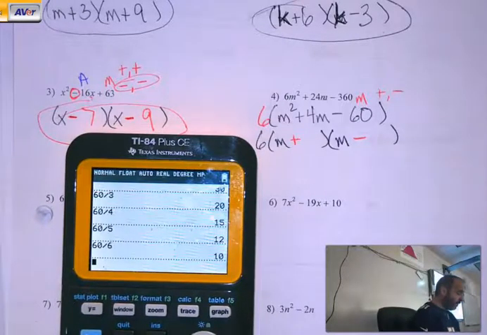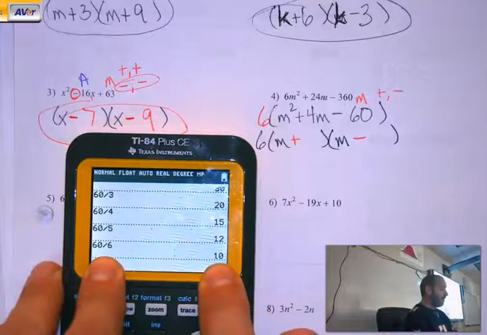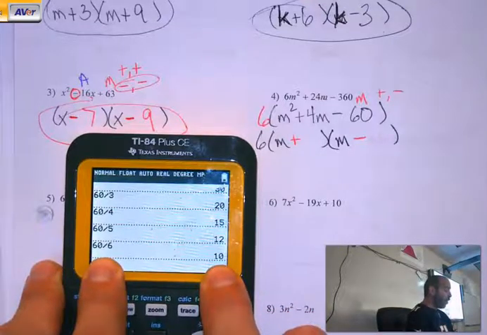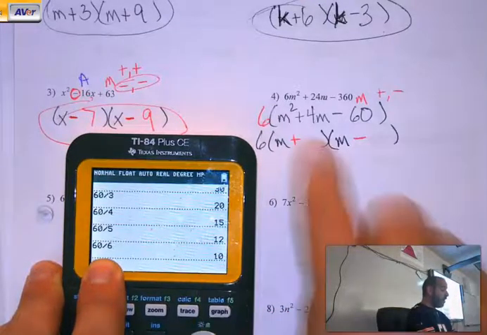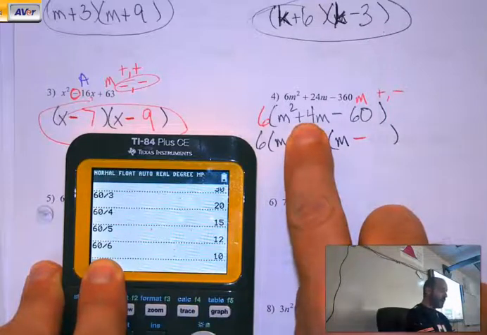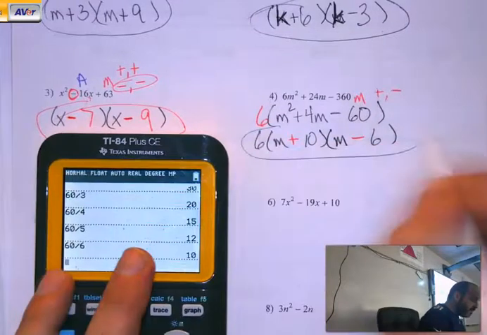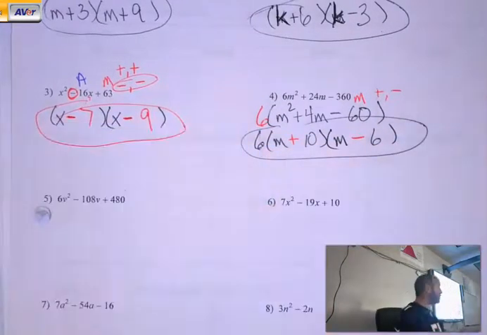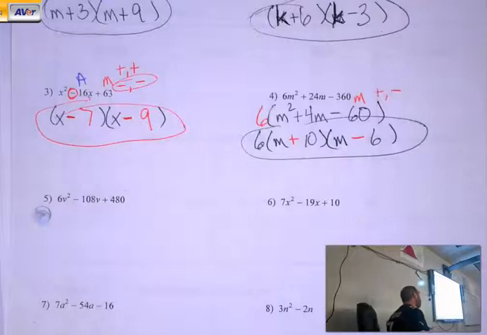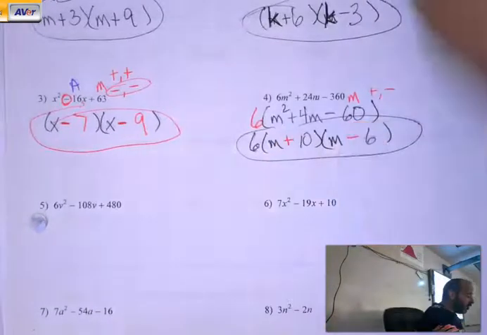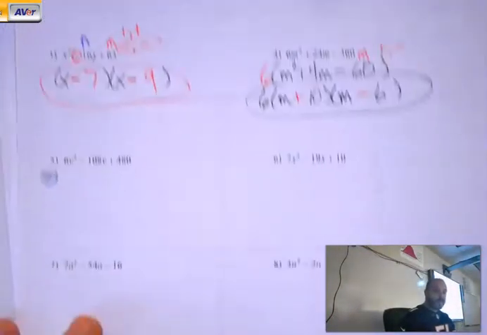6 and 10. 10 minus 6 is 4. Remember, there's the sign of my bigger number. 10 and 6. Don't lose that 6 out here, though. That's important. We need that. It's going to be part of my answer. So sometimes getting that common factor out just gives me another easy one to play with, like this.